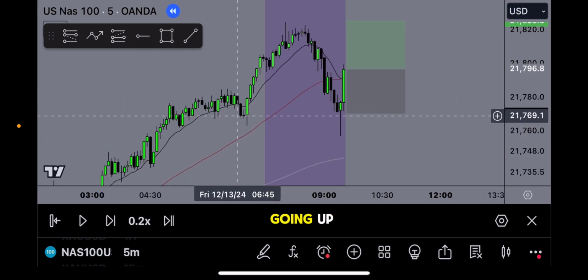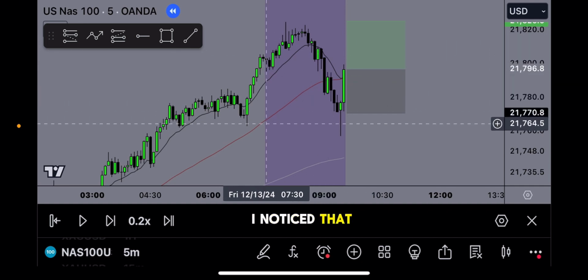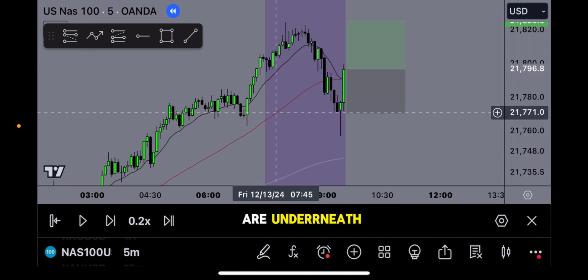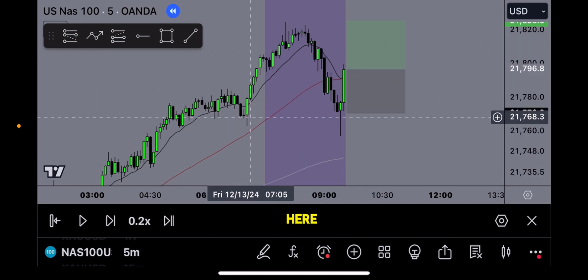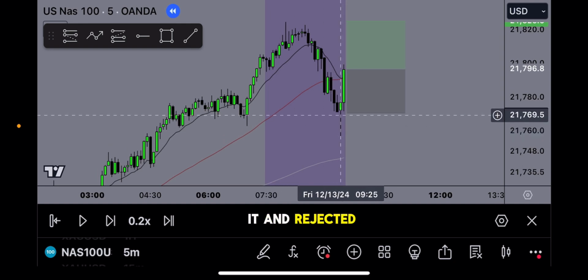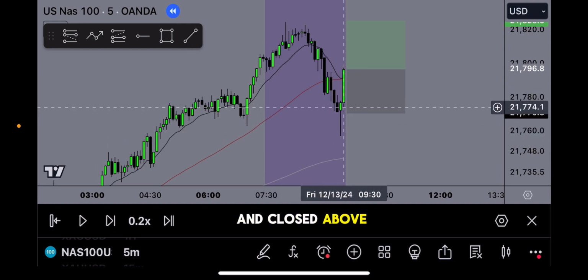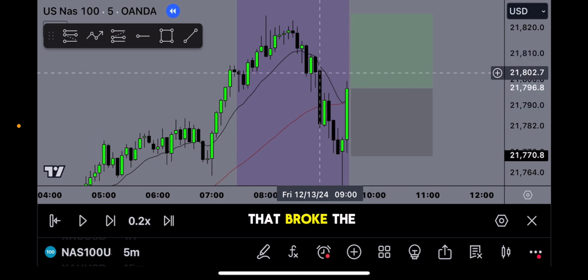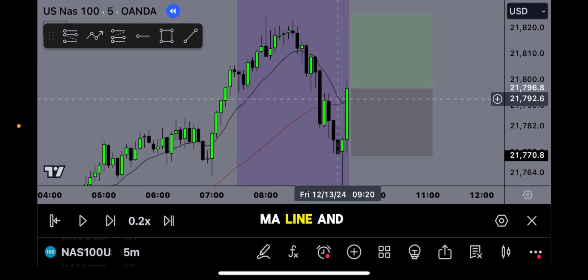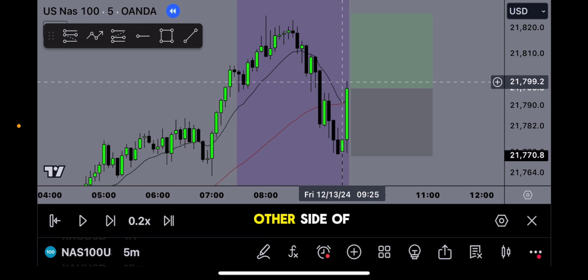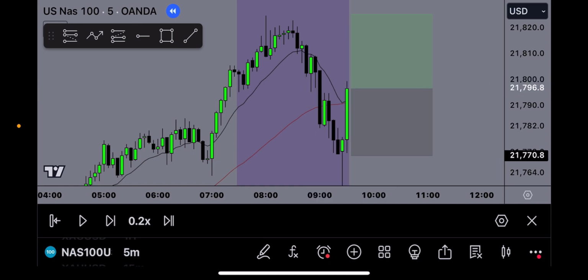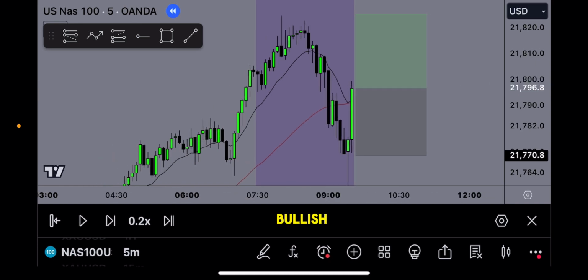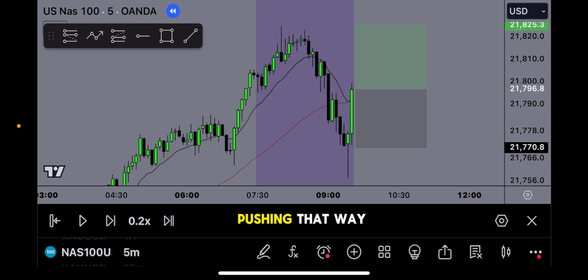I notice price going up. I notice the 3MA candles are underneath. There was a demand zone right here, but price broke it and rejected and closed above. And it gave us an aggressive momentum candle that broke the 13MA line and closed on the other side of it, giving us an indication that we're bullish and momentum is pushing that way.